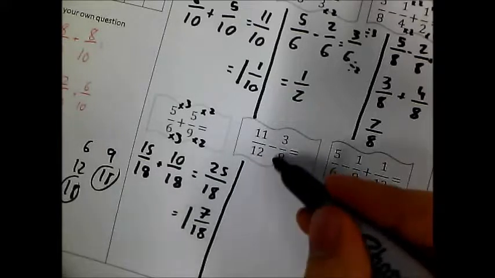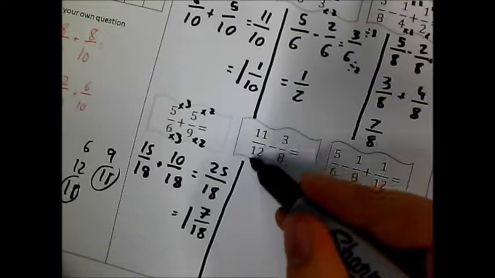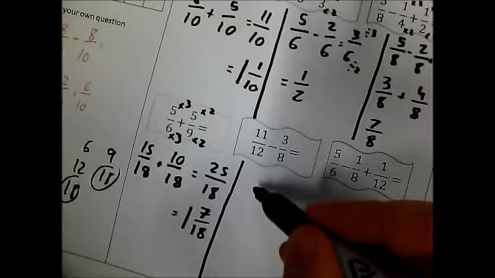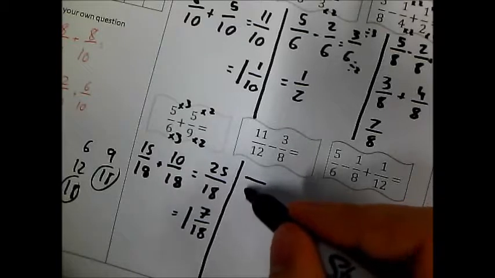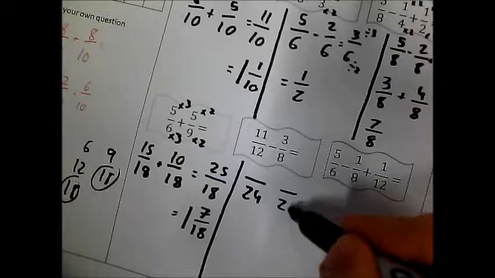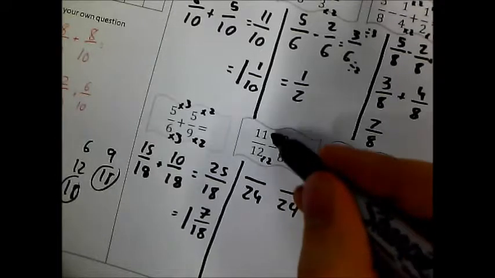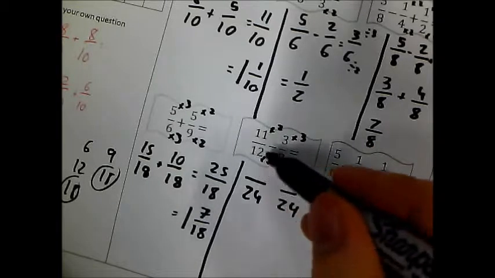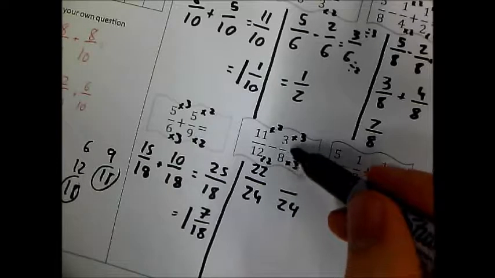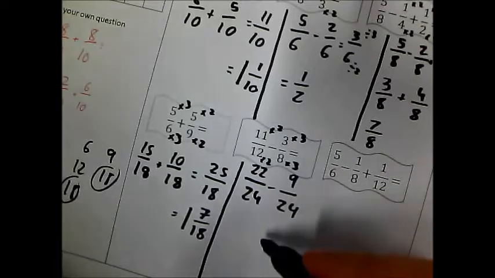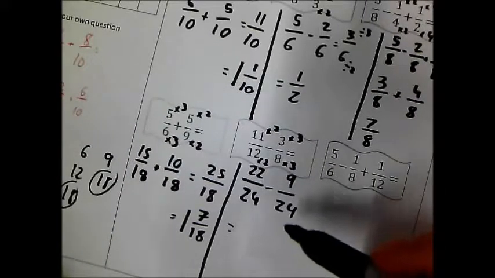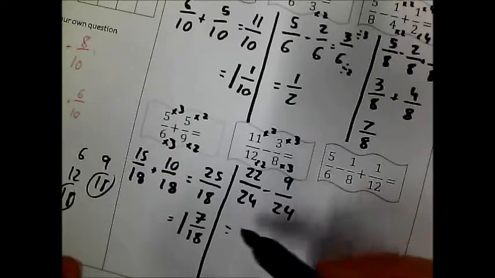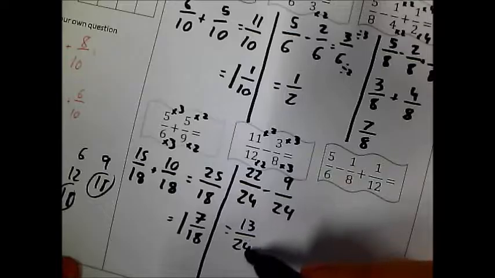Okay, 11/12s take away 3/8s. I want a number that's in the 8 and the 12 times table, and I believe that's 24. So 24, 24. So I multiplied that by 2. So multiply that by 2. I multiplied that by 3. Multiply that by 3. So 11 times 2 is 22, and 3 times 3 is 9. So 22 over 24 take away 9 over 24. Well, 22 take away 10 would give me 12. So 22 take away 9 would give me 13 over 24.